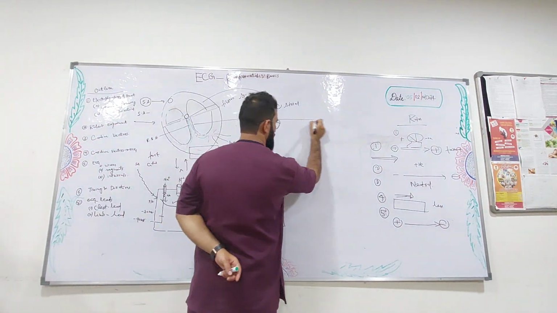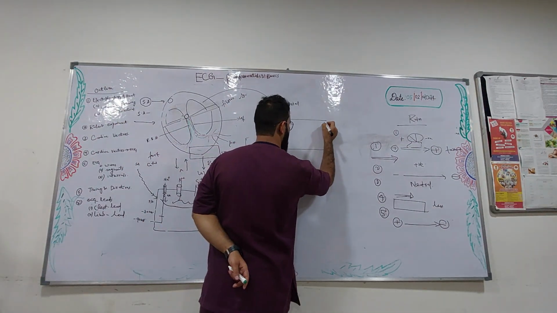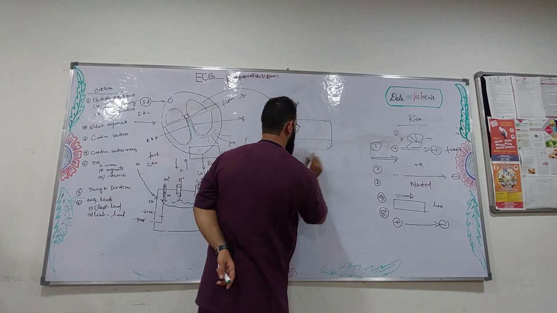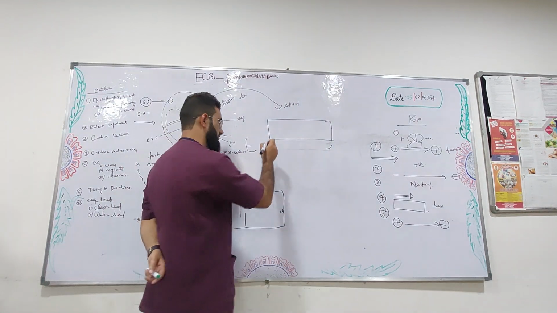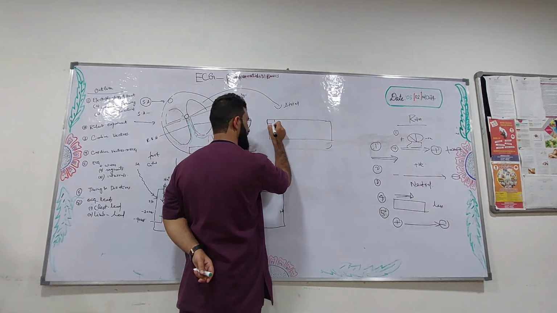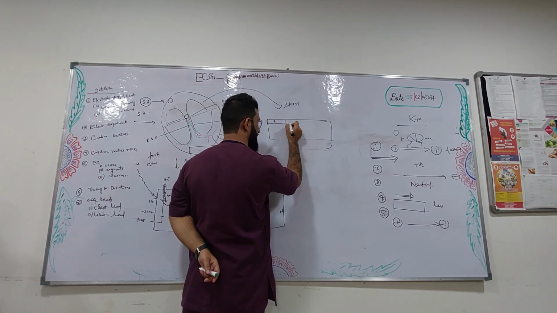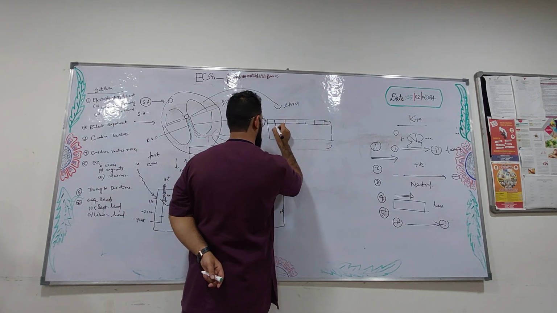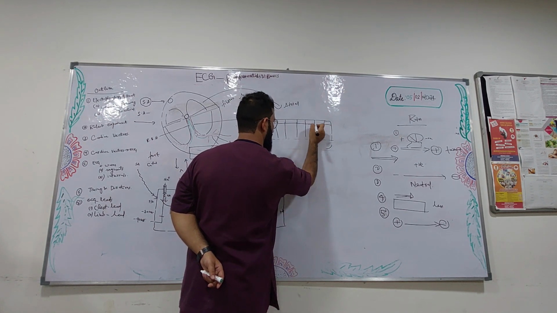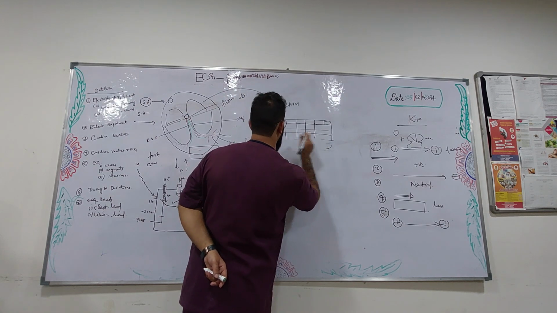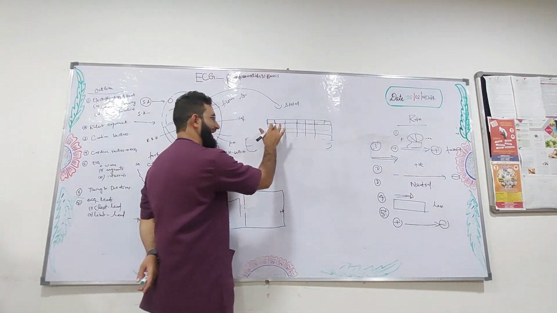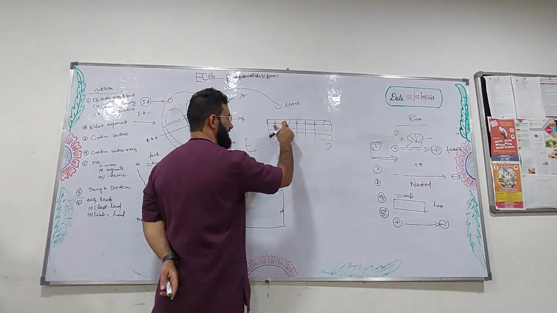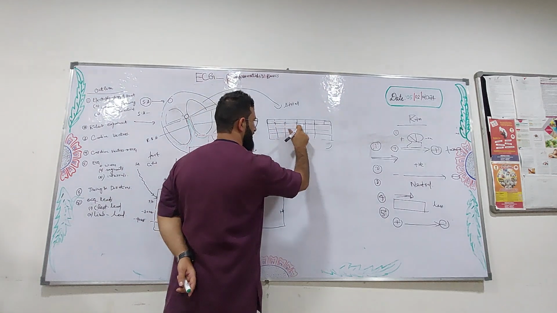This is the cross section of, for example, the atrium. In the atrium, myocardial cells are small, and the junction, that is the electrical window between the adjacent myocardial cells, is less.